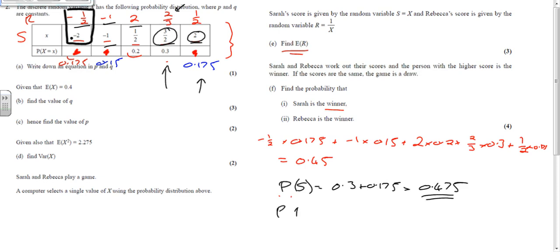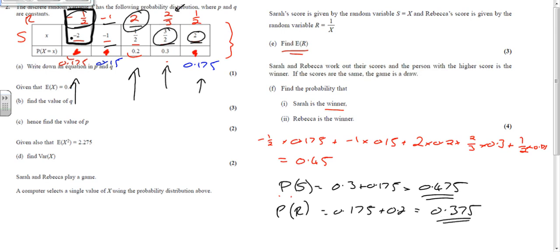The probability that Rebecca is the winner is when the computer picks out -2, because Rebecca scores minus a half then, which is bigger than -2. If the computer picks out -1, neither of them is a winner because they both get the same value. If the computer picks out a half, then Rebecca gets a score of 2. So Rebecca's the winner during this value here and this value here. So that's going to be 0.175 plus 0.2, which equals 0.375. And that's how to work out that question. That's quite a tricky version of the question, but either way, that's how you do it.